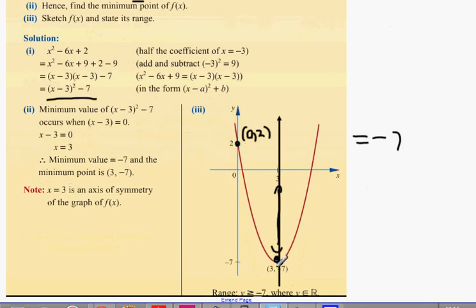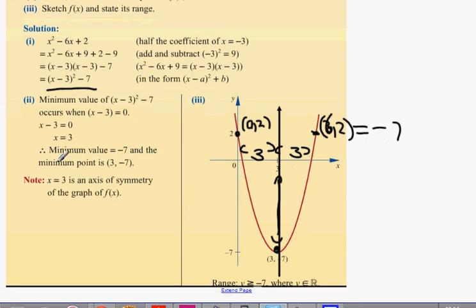So all we have to do is sketch it, go all the way down to 3, minus 7, and go the same amount up the other side. If you see the way it's a gap of 3 from here to here, then it's going to be another gap of 3. So this point here will have to be 6, 2, because 3 plus 3 is 6. And that's how you can draw your sketch.